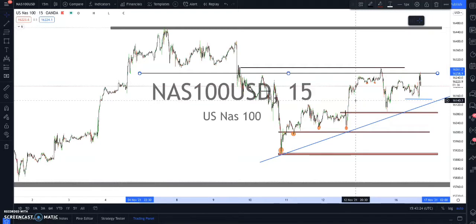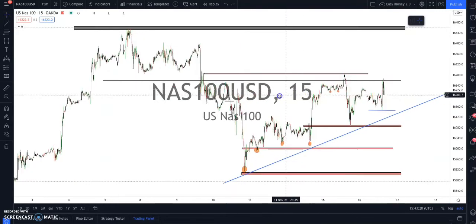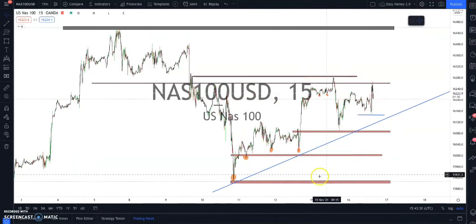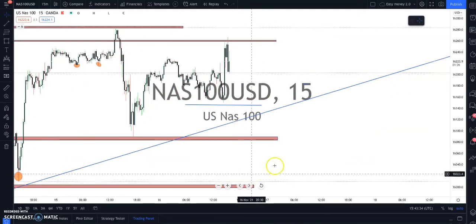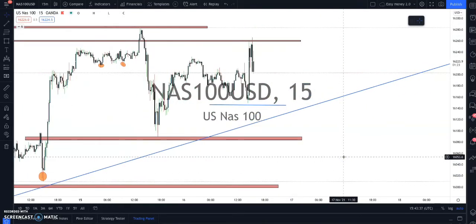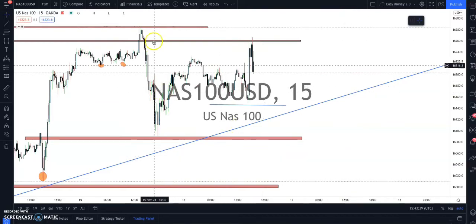Now when it comes to news, you just gotta be very, very careful, because you can get a super big bearish candle that looks like it's about to sell. There can be a lot of money in that candle, like right here.